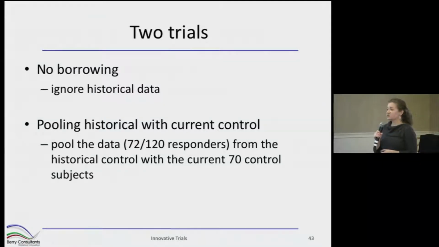So I'm going to show you 2 examples here. I'm going to show you a trial that kind of ignores that historical data, and then I'm going to show you a trial that uses that historical data and just pulls it in with the data from our current trial. So we take those 72 responders that we got in our current trial, and we add them to whatever we see in our new trial.